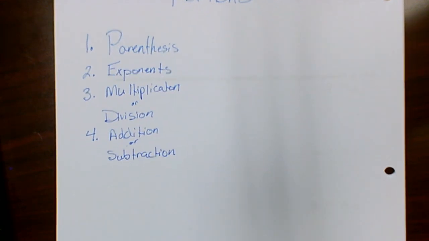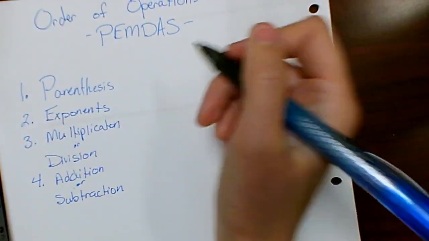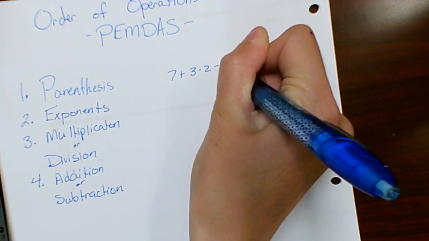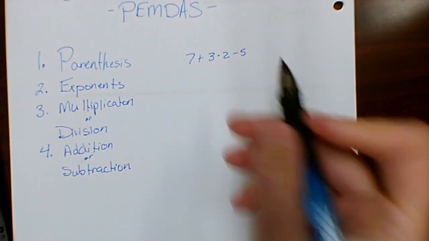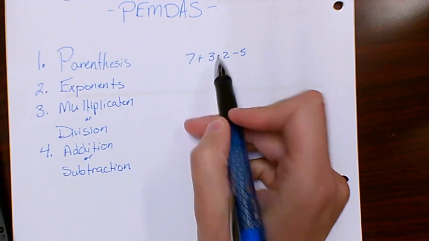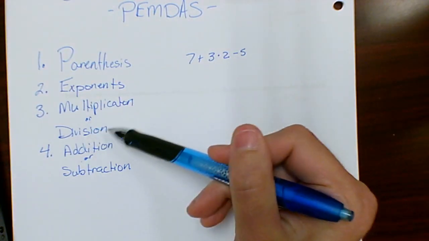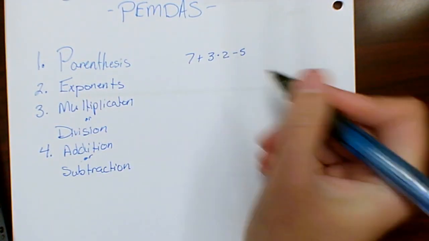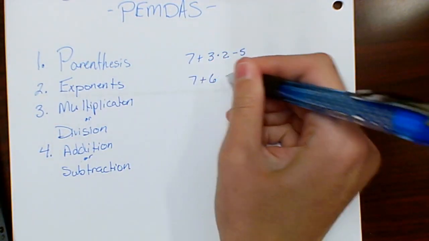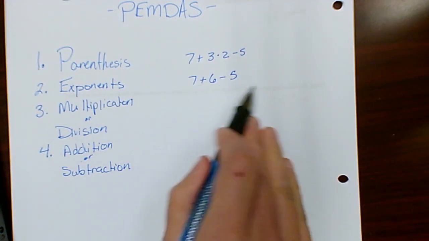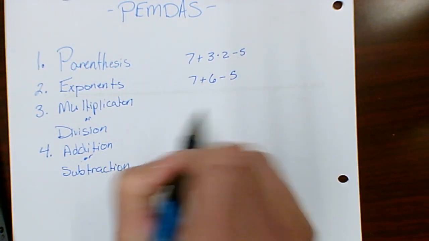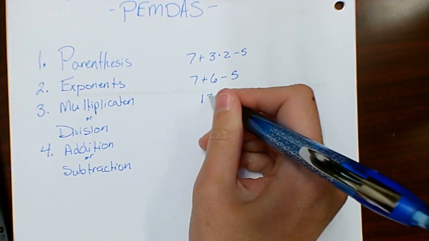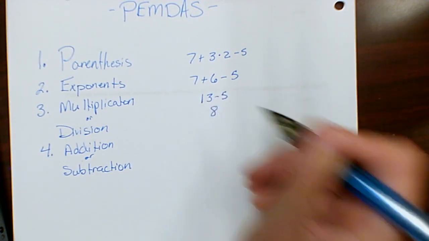So let's go ahead and look at some examples. We have addition, multiplication, and subtraction. So multiplication is first in our list, so we need to multiply. Then we need to add and subtract from left to right. So 7 plus 6 is 13 minus 5, which gives us 8.